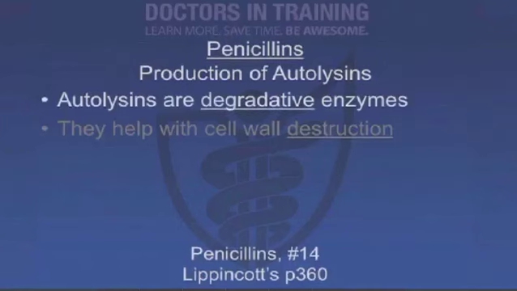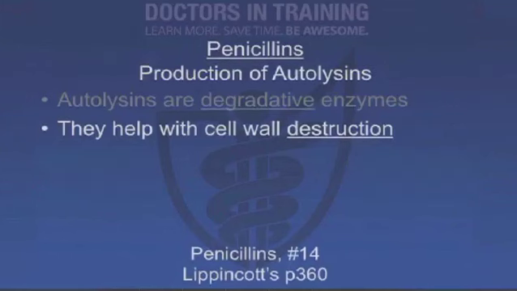Bacteria also produce degradative enzymes called autolysins, and these participate in the normal remodeling of the bacterial cell wall. Just like in our bones where we have osteoblasts and osteoclasts that work together to remodel the bone, bacteria also have autolysins that can help degrade parts of the cell wall, and then there's cell wall synthesis going on, and this helps them remodel their cell wall. But in the presence of penicillin, we have inhibition of that cell wall synthesis, and it appears some activation of the autolysins, and therefore we can use penicillins to really break down that cell wall and have cell wall destruction in these bacteria.